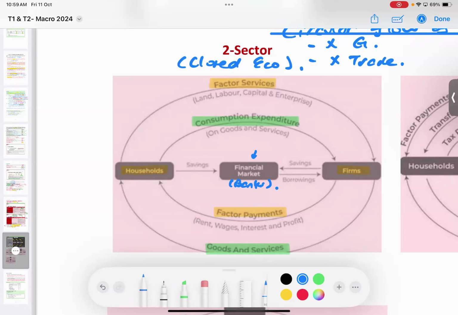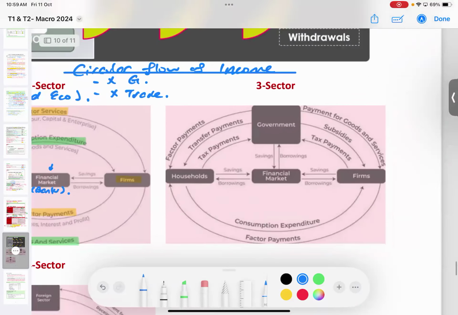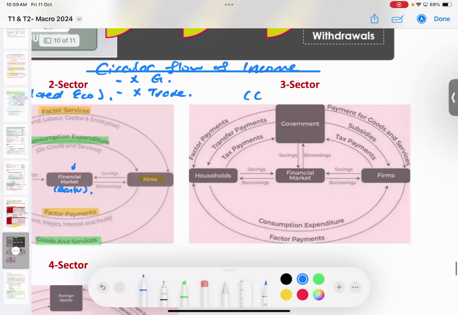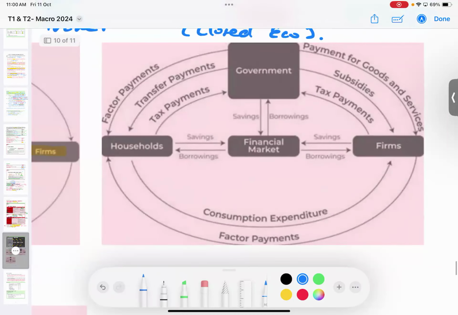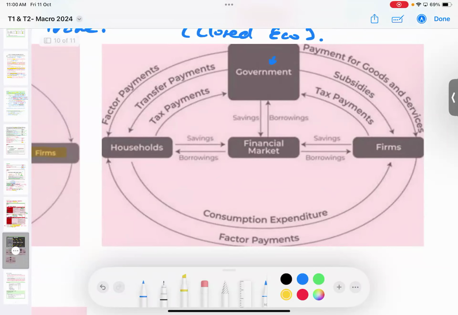Okay, now moving on to the 3 sector. 3 sector is still a closed economy, but now you have government, and there's no trade. There remains no trade, so therefore it's still a closed economy. So now you have the role of government over here. Same thing, you have household, you have firms, and you have government. All these 3 parties can still borrow money and save money in banks. So you have financial markets over here, which are the banks.